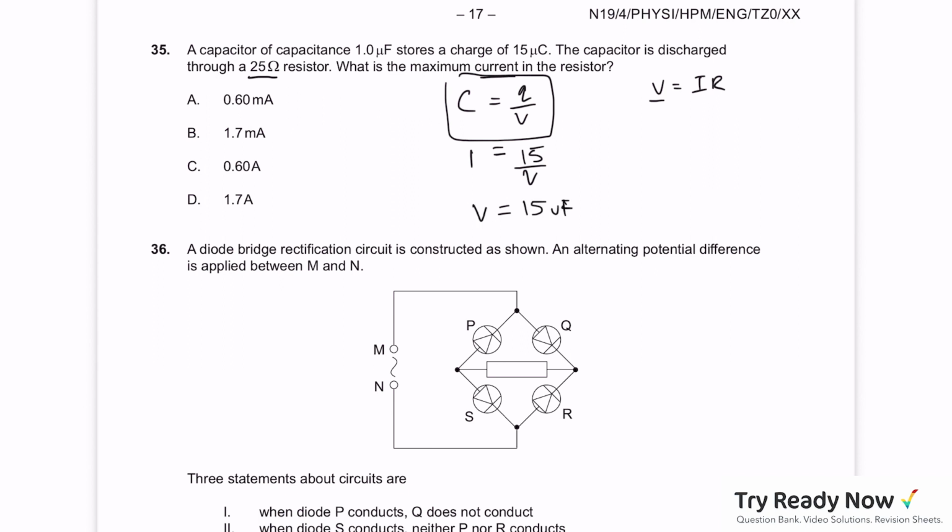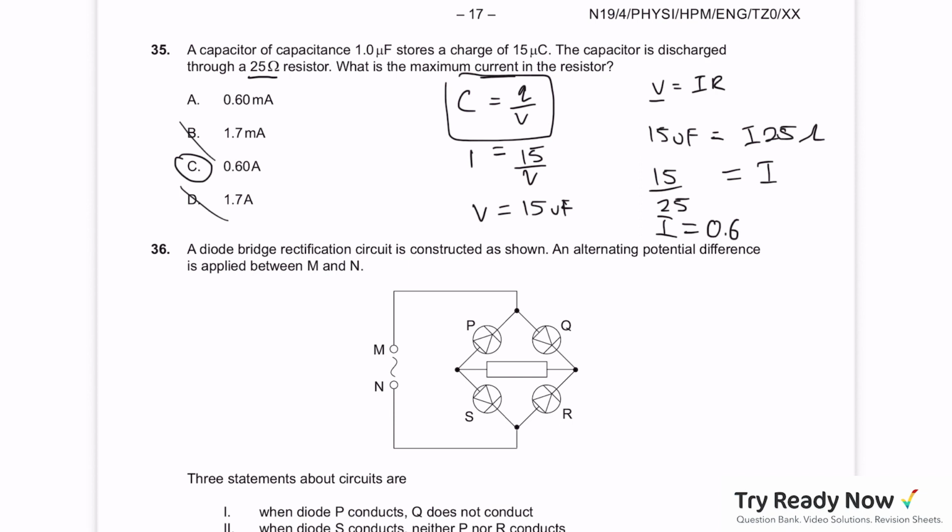So voltage is 15 uF, and we have a resistor of 25 ohms, which means current is 15 divided by 25, which works out to be 0.6 if I'm correct. Yep, 0.6. Now, what we have here is that we have to decide whether to choose option A or option C. If you did your units correct, it should work out to be option C.